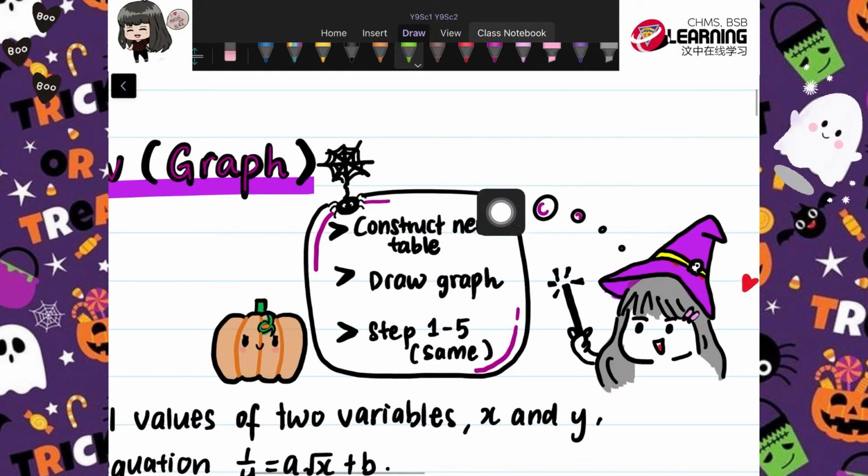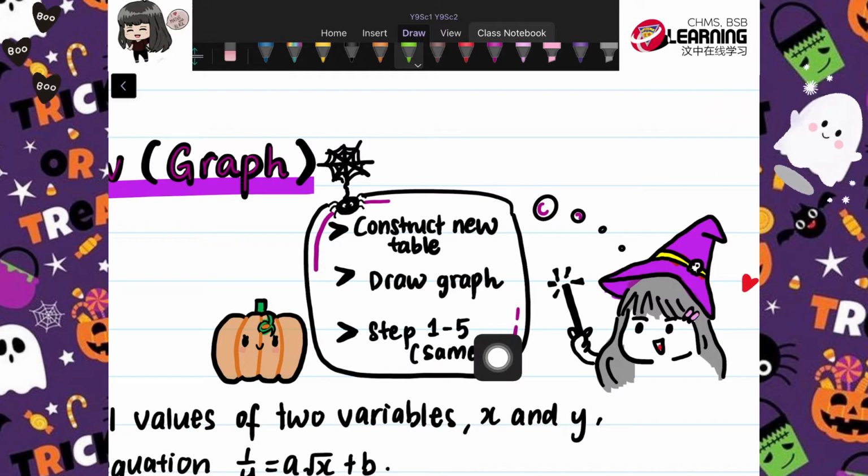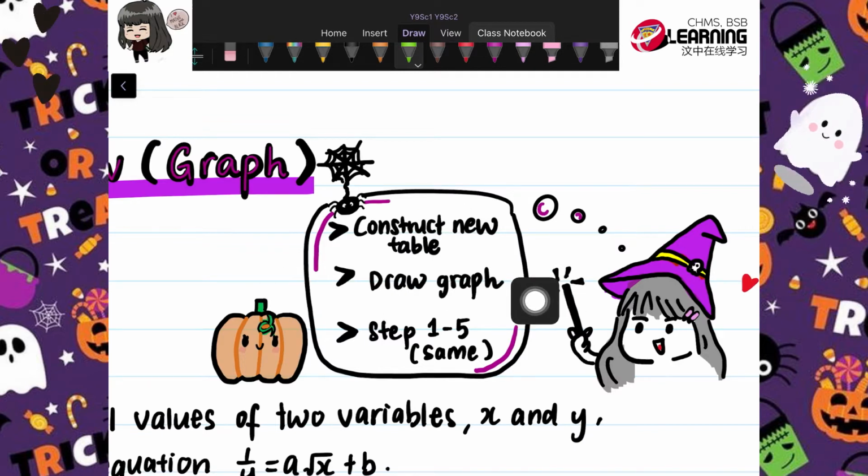So your first step is to construct a new table. You must construct a new table first, and then you draw the graph. Then go back to step 1 to step 5 according to the previous lesson, if you remember. If you don't remember what steps 1 to 5 are, please check your previous lesson. So first step, you must construct a new table. These 2 steps, you cannot start off with drawing the graph first. Cannot. No. You construct a new table, then only you can draw the graph.